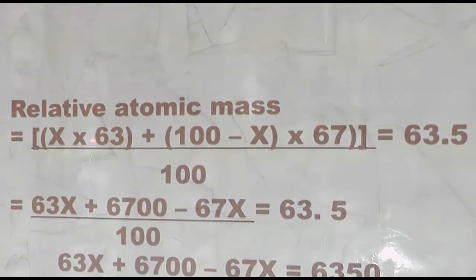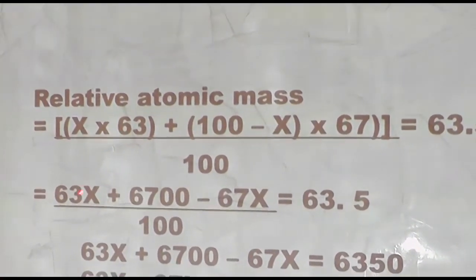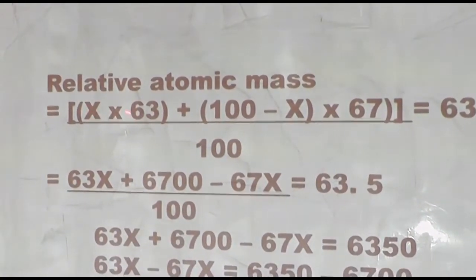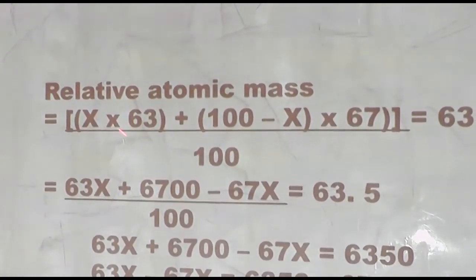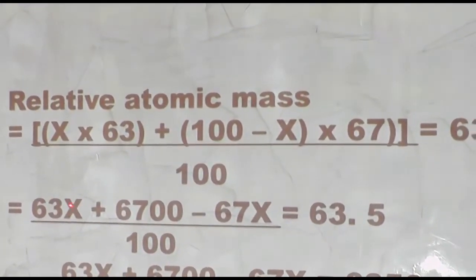To clear off the bracket now, let us quickly multiply x by 63 to give us 63x. That's from this very bracket. x times 63 is 63x. The plus sign will come down.